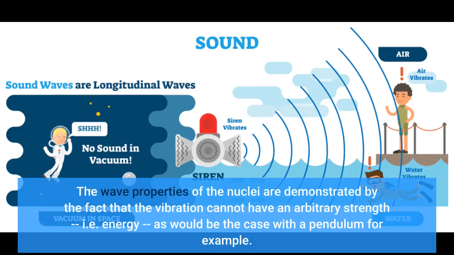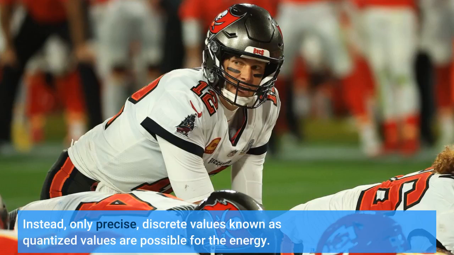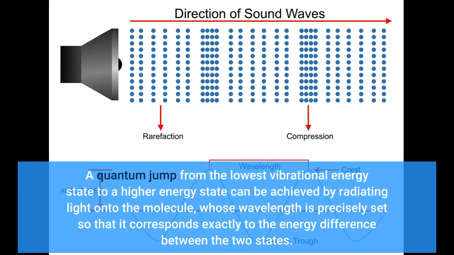The wave properties of the nuclei are demonstrated by the fact that the vibration cannot have an arbitrary strength, i.e., energy, as would be the case with a pendulum for example. Instead, only precise, discrete values known as quantized values are possible for the energy. A quantum jump from the lowest vibrational energy state to a higher energy state can be achieved by radiating light onto the molecule, whose wavelength is precisely set so that it corresponds exactly to the energy difference between the two states.